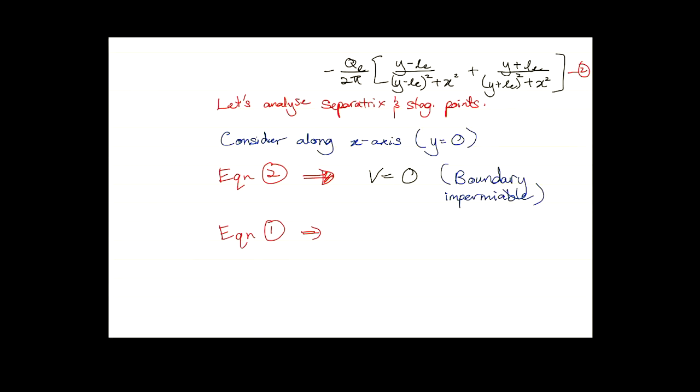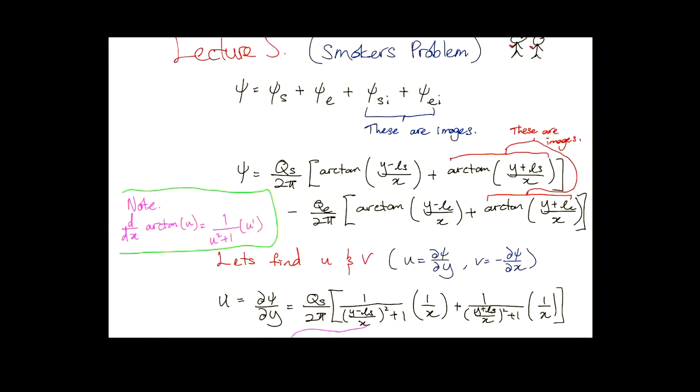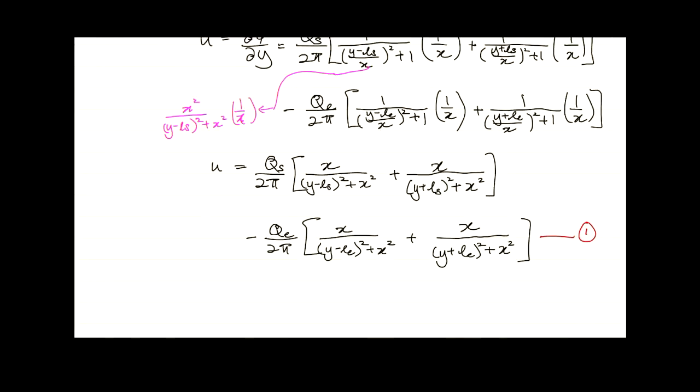Okay, so if I go back to equation 1, I substitute y equals 0. Okay, so these terms are going to add up, right? Because I'm going to get negative ls squared, and this is just ls squared, so my denominators are the same. I can just sum it up, and it's the same for here.